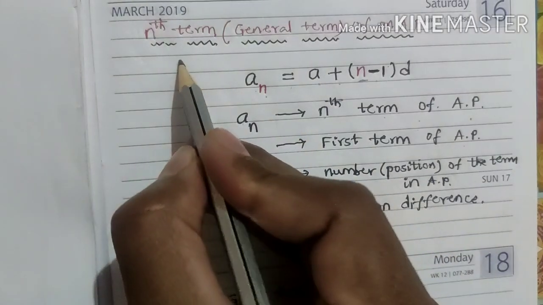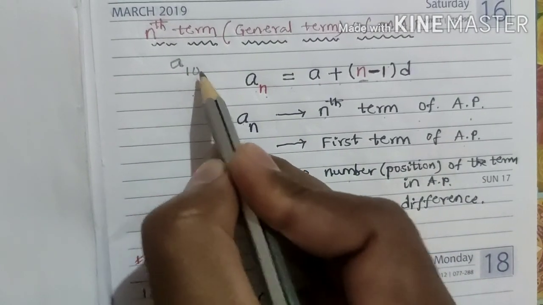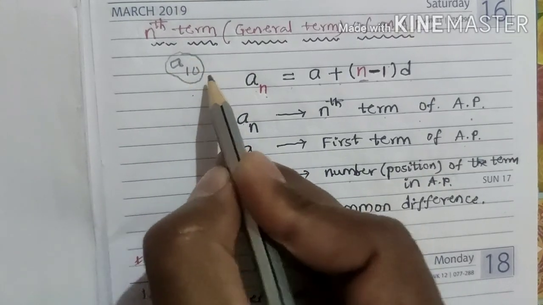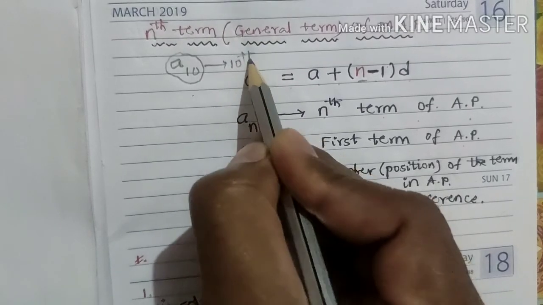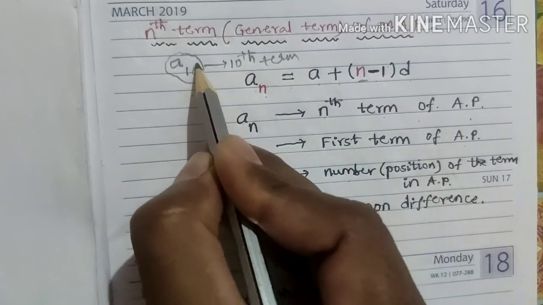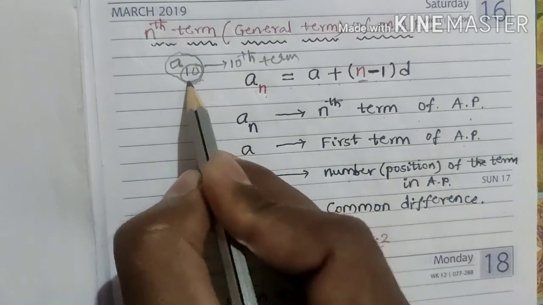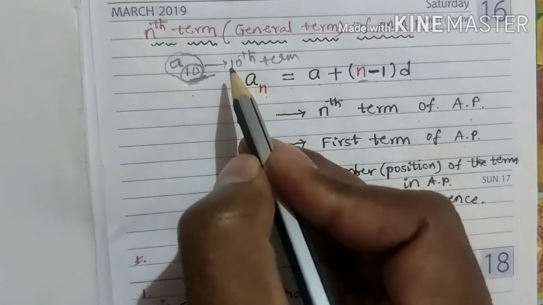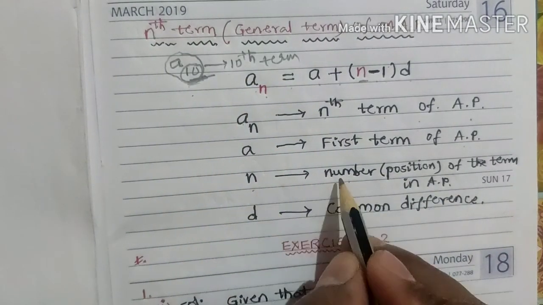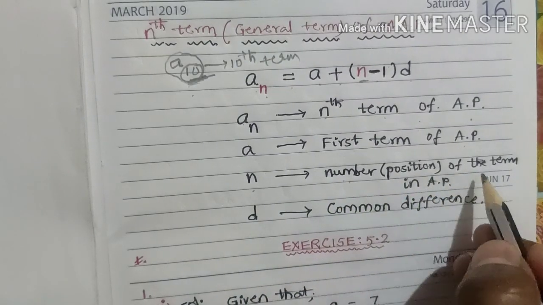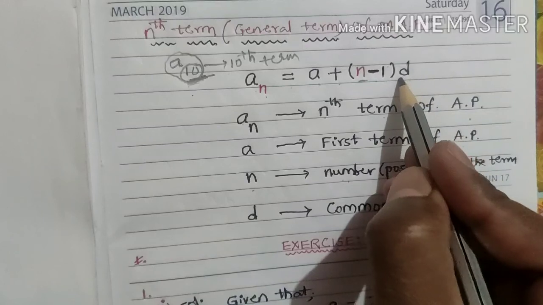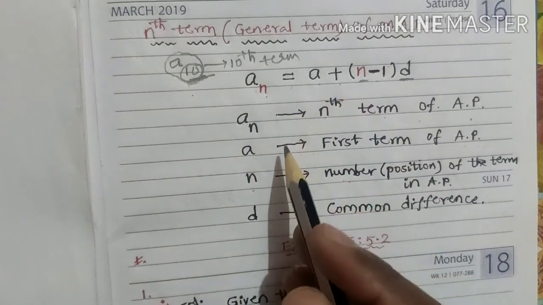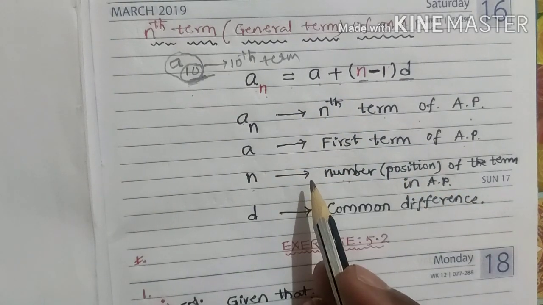For example, if you are talking about A10, here if you are thinking about the complete A10, this is the 10th term. And particularly this n value 10 is the position of the term. That means in that arithmetic progression, this 10 represents that the term is the 10th term. That is why n is for the number of the term or position of the term. Here D, what is D? Common difference. Like this we can explain the terms of an arithmetic progression.